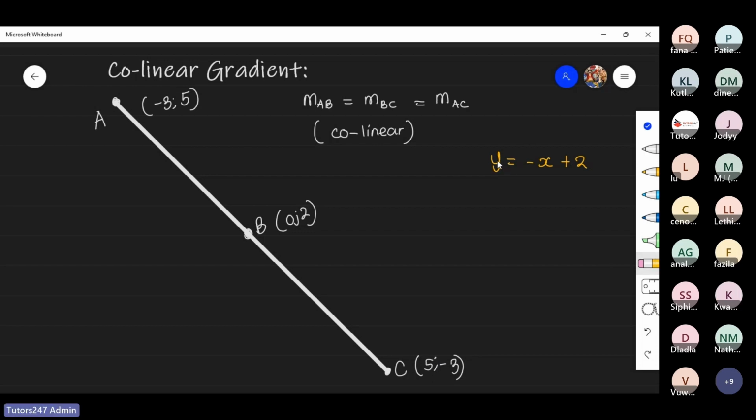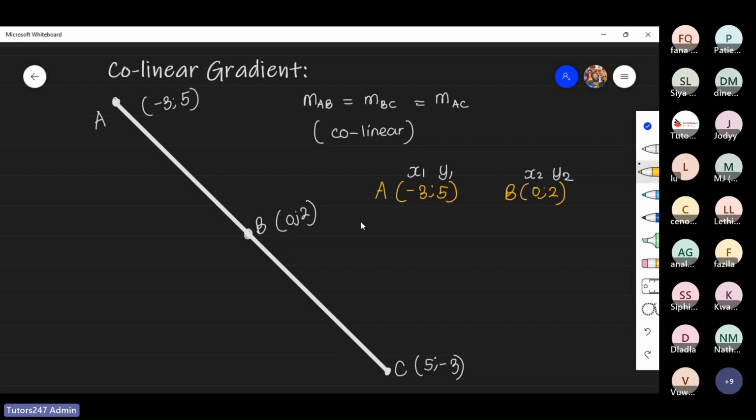So we now need to prove that these 3 points are collinear. In order for us to prove that they are collinear, we need to calculate the gradients. So we'll start with AB. If we are calculating the gradient AB, we are going to use the coordinates A, which is -3 and 5, and B, which is 0 and 2. So we've got x1, y1, x2, y2.